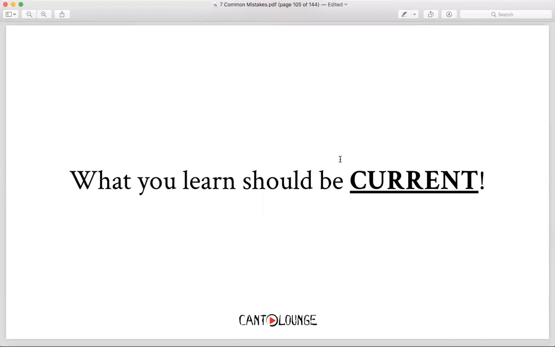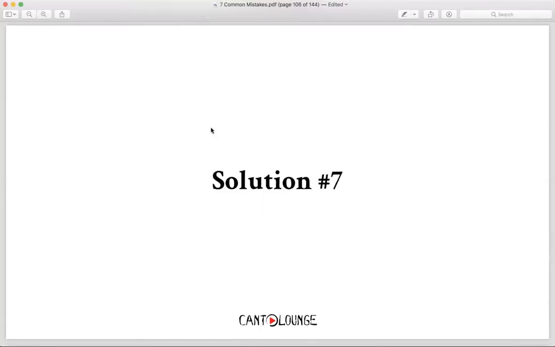Moving on. So getting back to the topic, what you learn should be current, right? And if it's not current, and most importantly, if it's not relevant to your life, you'll build up passive vocabulary, but it's a little bit discouraging to not be able to use something that you have learned, right? Okay, moving on. Number 7, lack of breadth.